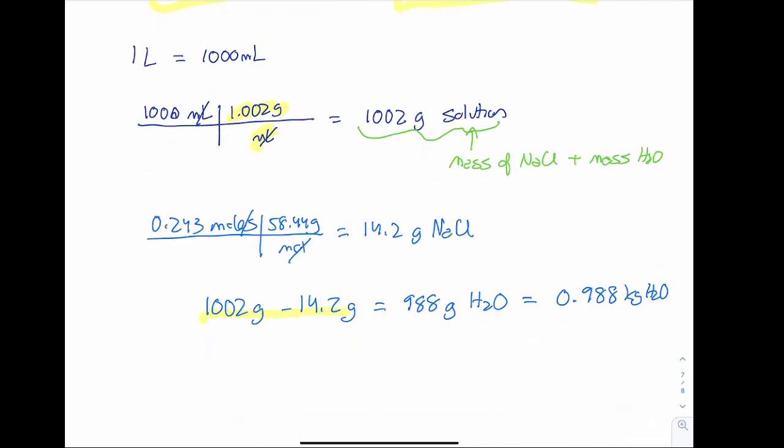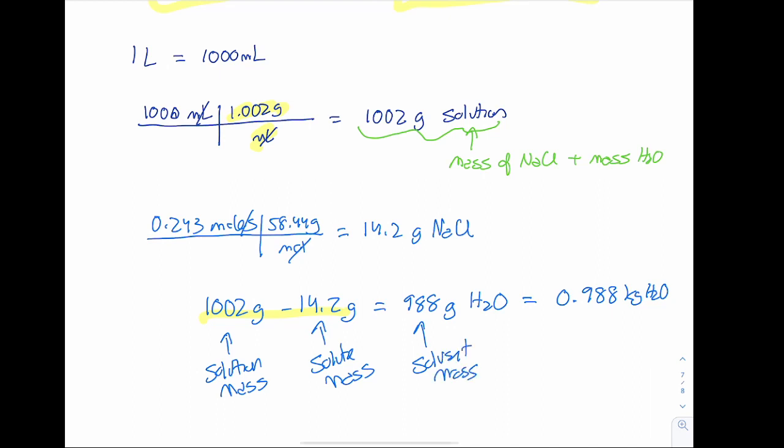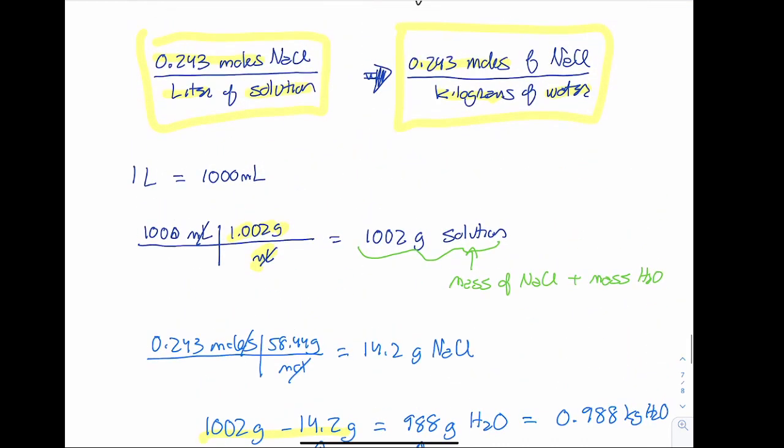This is my total mass, right? My solution is my total. This is my solute mass. So when I subtract that, I get my solvent mass. And then we just had to convert it to kilograms. So we can finish up the problem now. I'm going to do it up here in this little bit of space that we have.